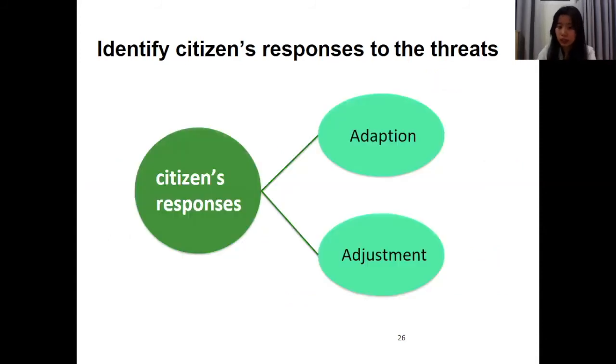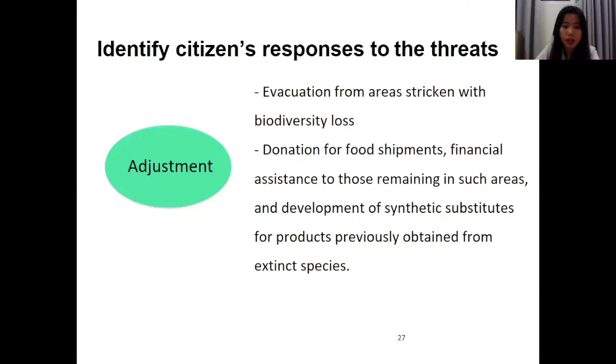The second A will be adjustment. So they will choose to adjust their life to environmental changes. For instance, evacuating from areas whose environments are heavily damaged and struggle with biodiversity loss. Moreover, they can donate food shipments and financial budgets to such areas. There is also the development of synthetic substitutes for products which were previously obtained from extinct species.